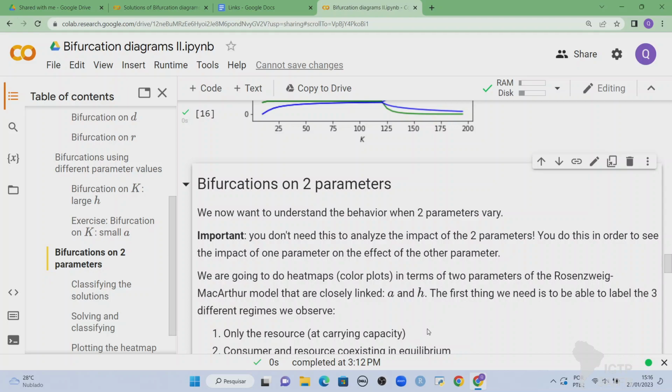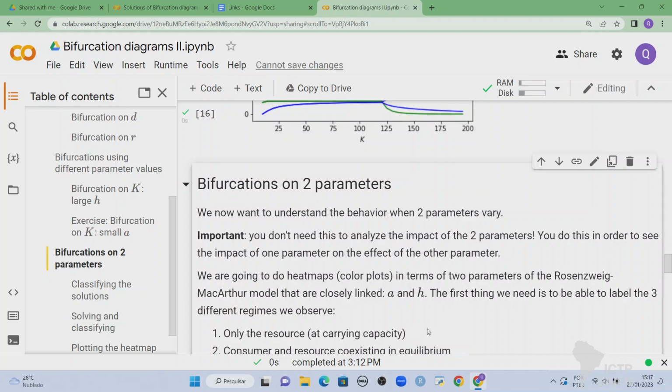But an important distinction here, and you have to be careful, is that it's not that you want to analyze the two parameters. If you want to analyze two parameters, you do a bifurcation diagram on the first, and then a bifurcation diagram on the second. Why do you need the bifurcation on two parameters at the same time? Usually you do this not because you're exploring the two parameters, but because you want to investigate the impact of one parameter on the effect of the other. So you want to see the second order effect. Is the difference clear, yes or no?